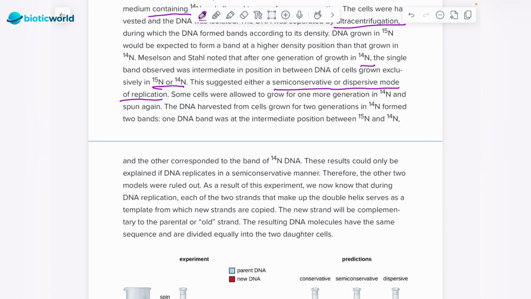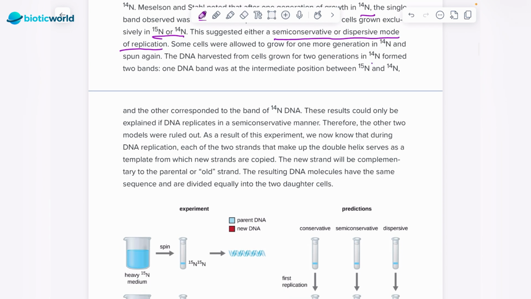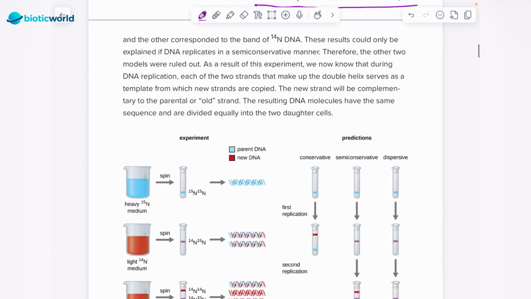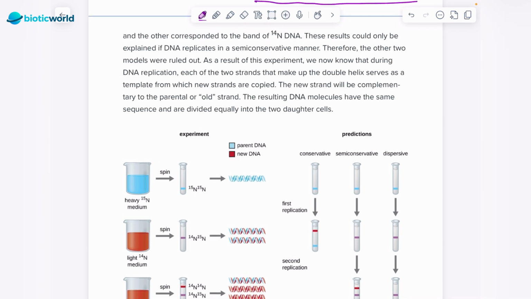Some cells were allowed to grow for one more generation in N14 and spun again. The DNA harvested from cells grown for two generations in N14 formed two bands. One band was at the intermediate position between N15 and N14, and the other corresponded to the band of N14 DNA. These results could only be explained if DNA replicates in a semi-conservative manner. Therefore, the other two models were ruled out.